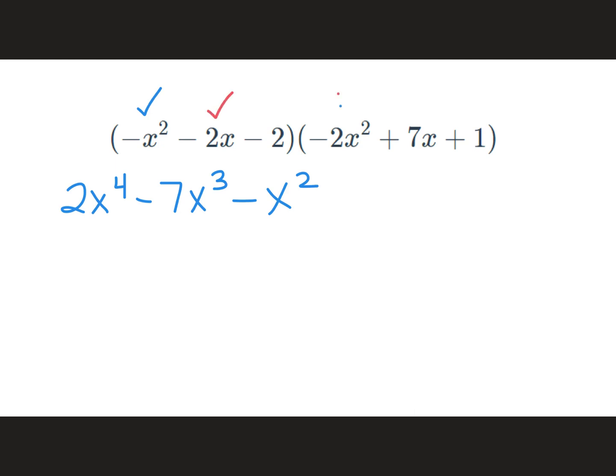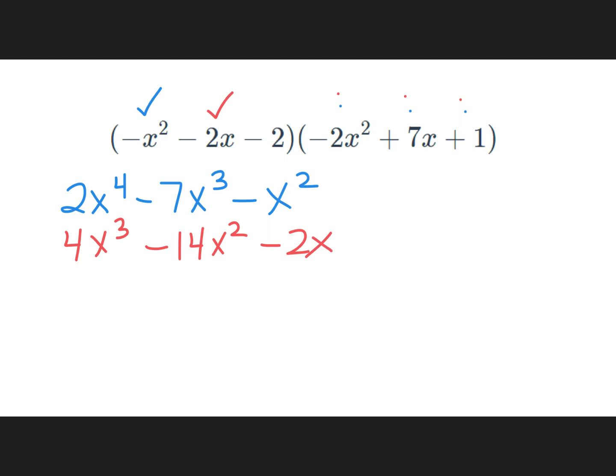And again, I'm going to just multiply times each of these. And I'm actually going to put it underneath, and I'll show you why in just a sec. Negative 2x times negative 2 is positive 4, and then I'm going to have 3 x's there. And then negative 2 times 7 is negative 14, and I'll have 2 x's. And then negative 2x times 1 is just negative 2x.